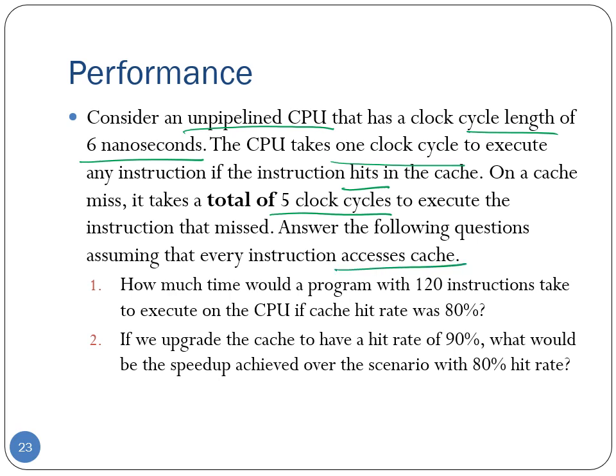Now there are two parts to this problem. The first part is asking us, if we have a 120 instruction program, how much time would it take for this processor to execute this program if the cache hit rate was 80%? And the second part is asking how much time would it take to execute the same 120 instruction program if the cache hit rate was 90%. And there is another part to the second part, and that is the speedup that this 90% hit rate of cache provides over the 80% hit rate in the cache.